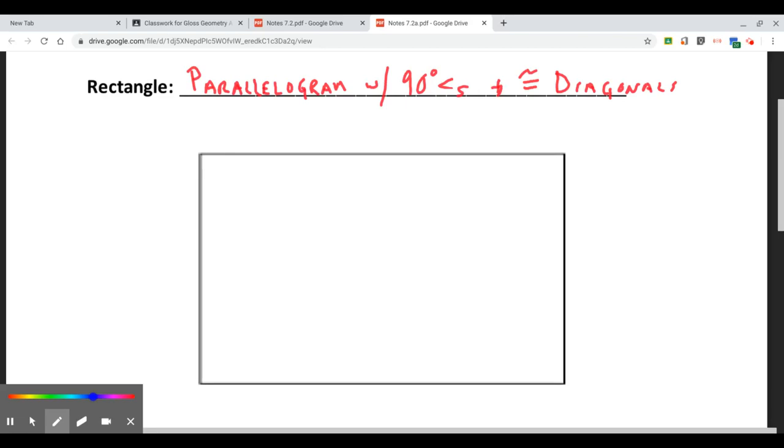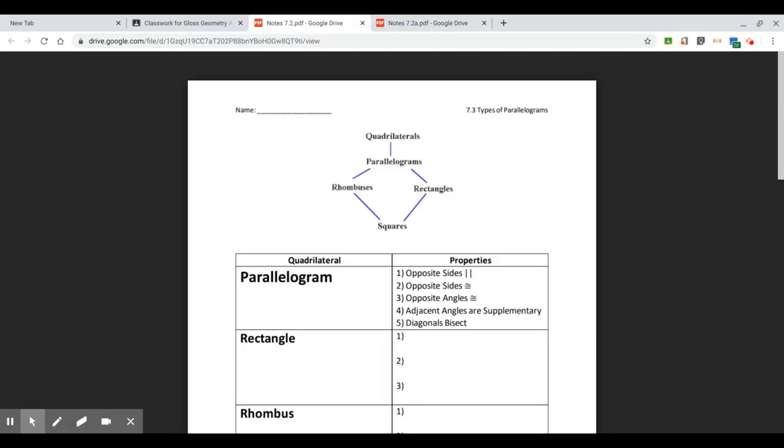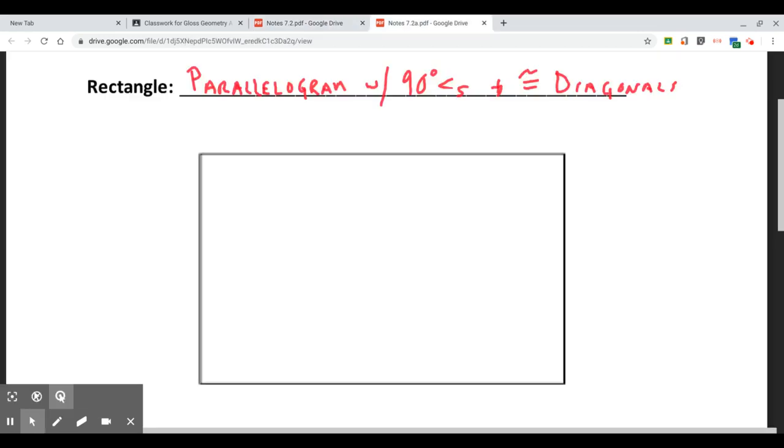I would just like to go over types of parallelograms. If you do have the opportunity to print out this note sheet to follow along with me, I recommend it. We're going to be focusing on rectangles. Let's take a deep look at a rectangle. The rectangle definitely is a parallelogram. The only thing that makes a difference is its angles and its diagonals. So let's take a look.